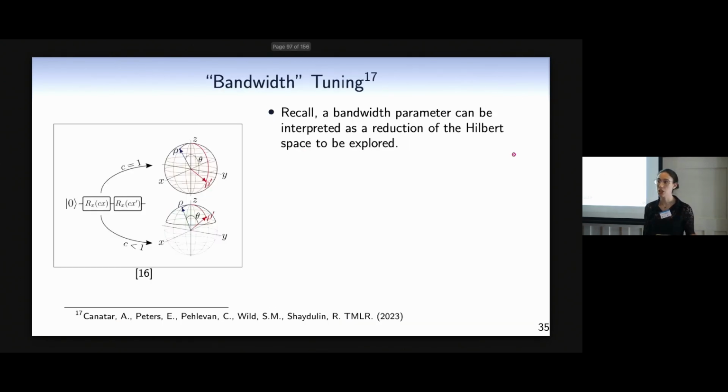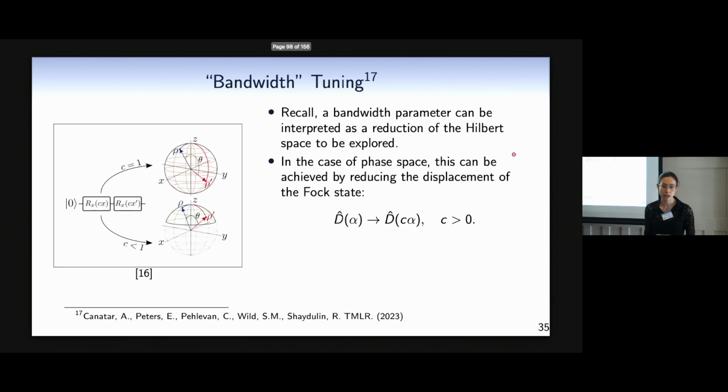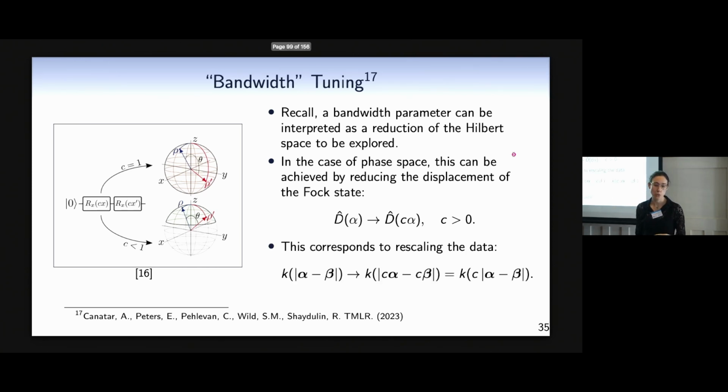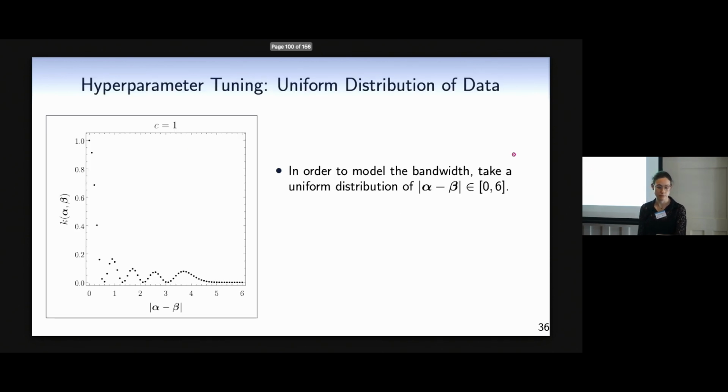So we also wanted to look at this bandwidth tuning. If you recall, it's interpreted as a reduction of the Hilbert space that we're going to explore. So we're going to do this in phase space by just reducing the size of the displacement, which corresponds to rescaling the data. So first, to see what it does to the function, we're just going to look at a uniform distribution of data and look at its kernel value.